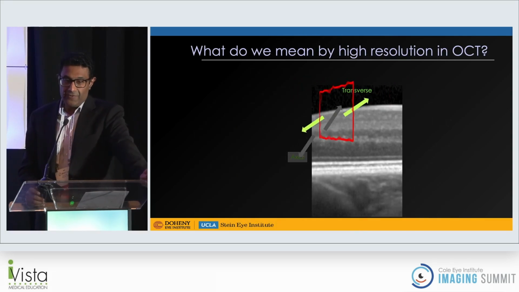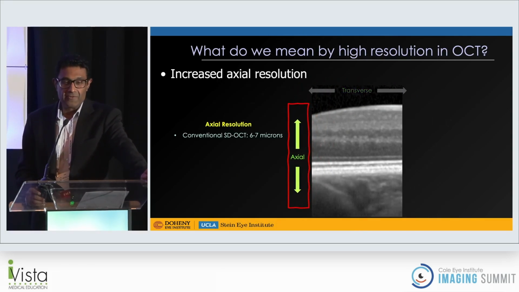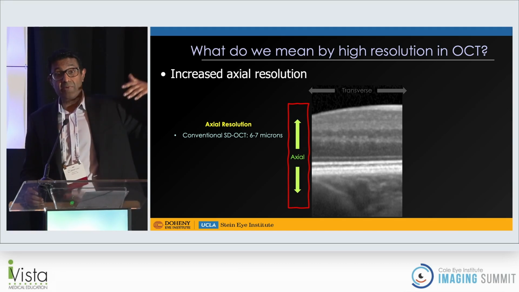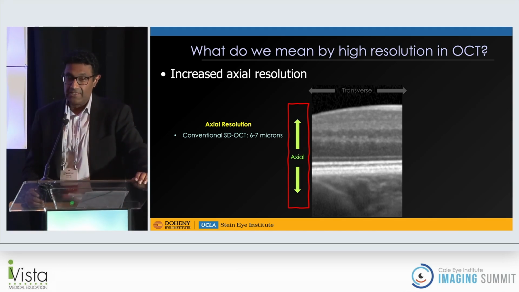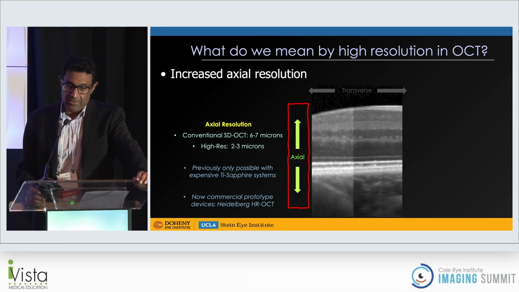But that's actually not my focus. My focus is really to talk about improving axial resolution, which with our typical OCT devices is 6 to 7 microns historically. Of course, remember when we started with time domain OCT, it was down at 10 to 12 microns. So that was also already a doubling. But we're talking about going further.